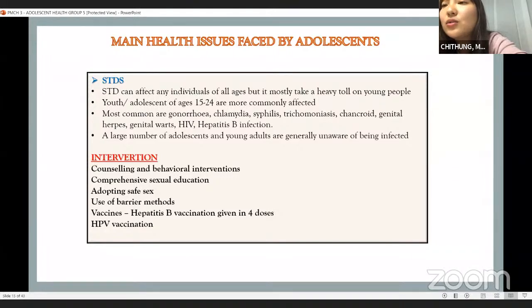Adolescents should know how to protect themselves from HIV infection, and how to obtain or access HIV prevention interventions like condoms or pre-exposure prophylaxis. And if they're infected, they should know how to get HIV testing and proper treatment services.